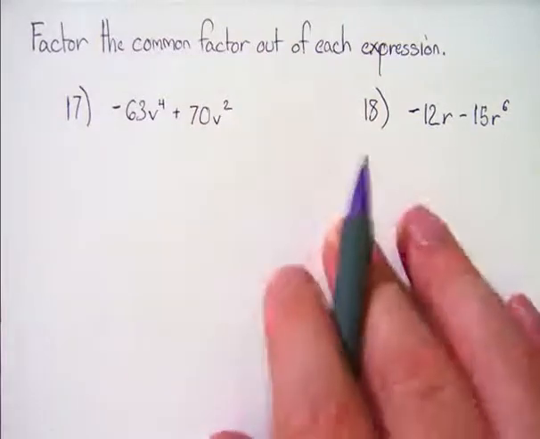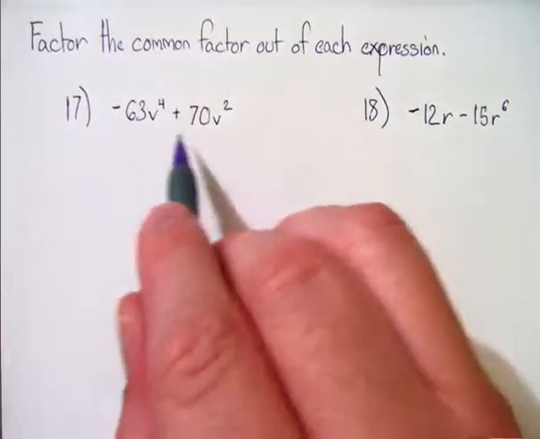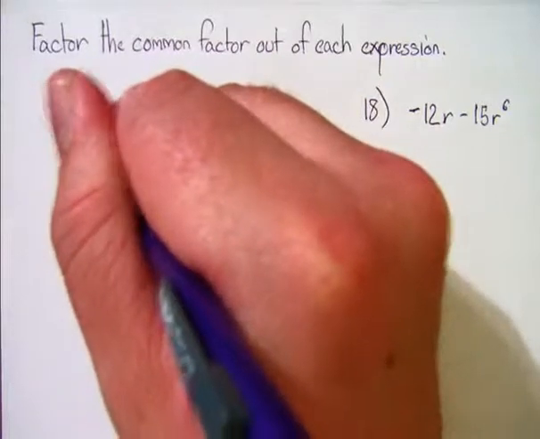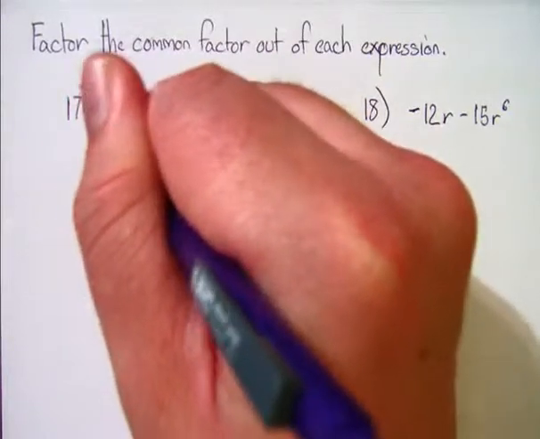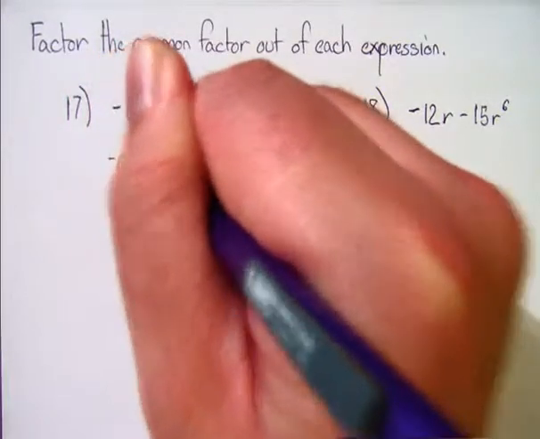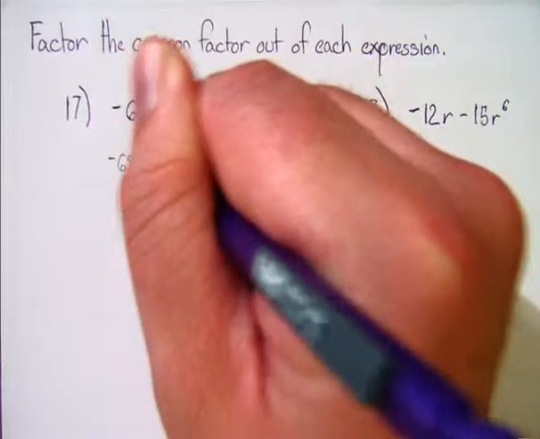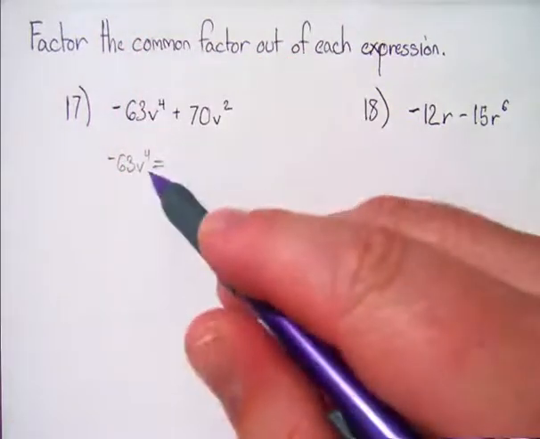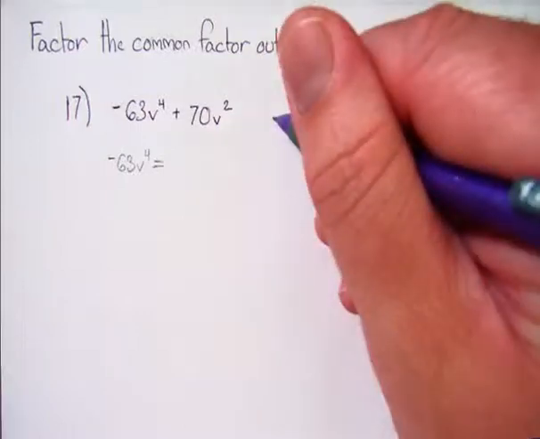So what we're going to do is take each individual term and get the prime factorization of that term. So let's start with negative 63 v to the fourth, and let's get the prime factorization of that. You may want to use a factor tree on this.